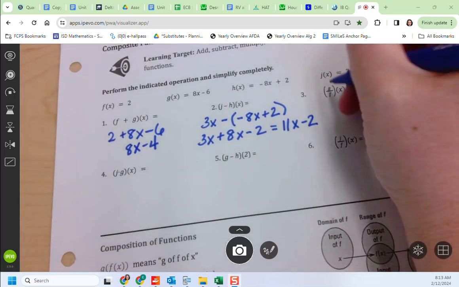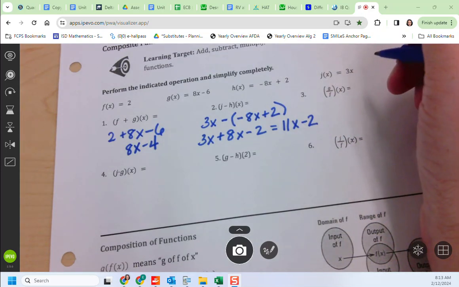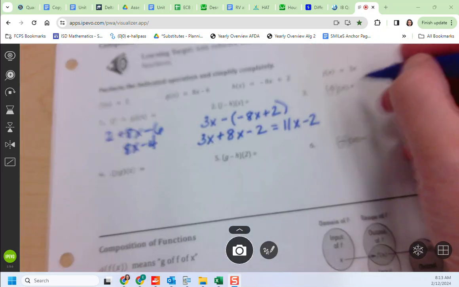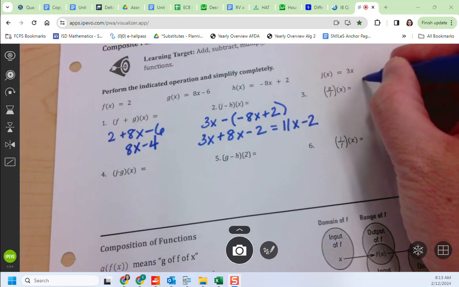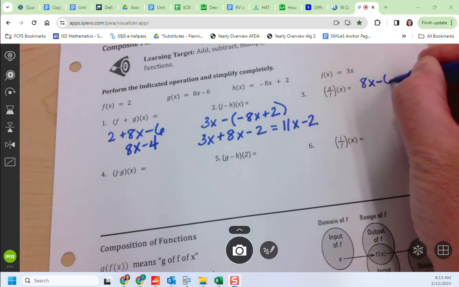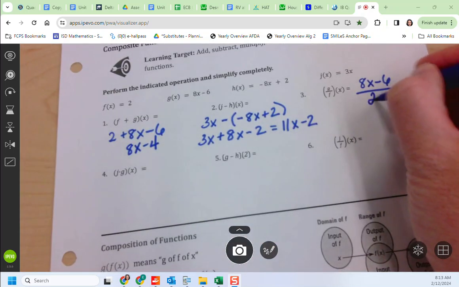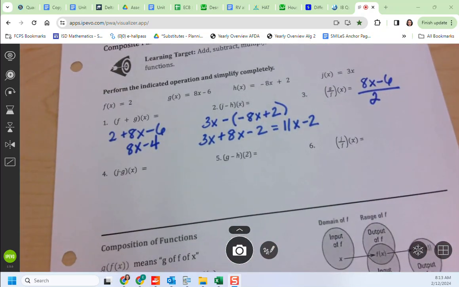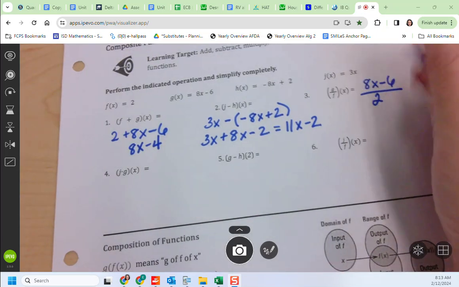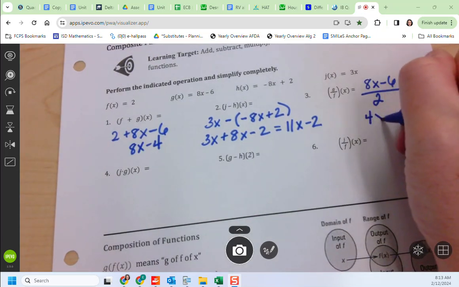The next one we're just dividing. It looks like a fraction, but remember a fraction is just division. So g of x is on the top, and that's 8x minus 6. And I'm dividing all of that by function f, which is just the number 2. So you'll distribute your division, divide each term by 2, and you get 4x minus 3.